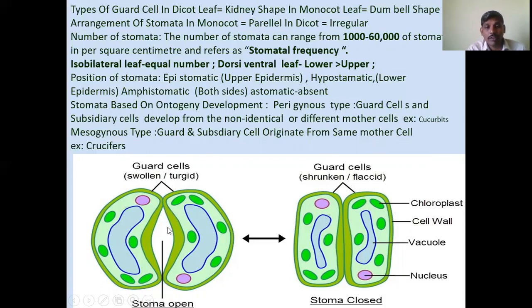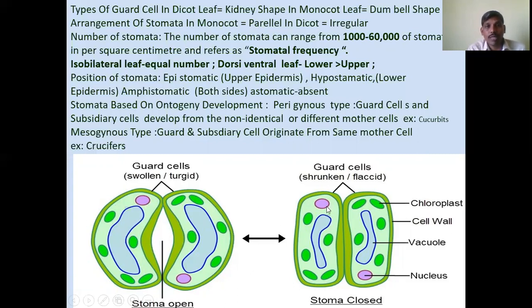The cell walls are differentially thickened. Towards the pore region, the cell wall is thicker compared to the outside wall. The same phenomenon is observed in the guard cells also. These two guard cells contain plastids, a prominent nucleus, and a vacuolated protoplasm.